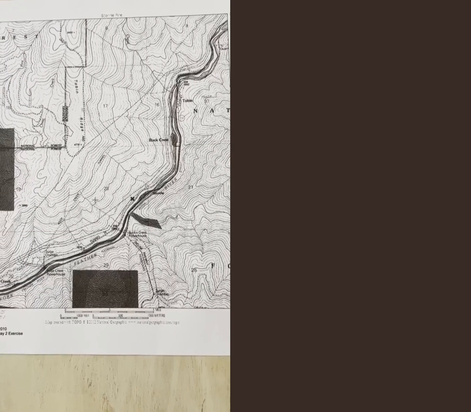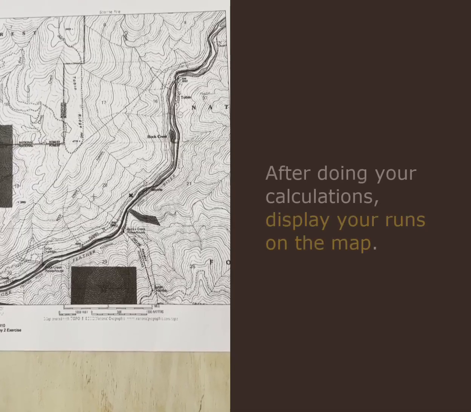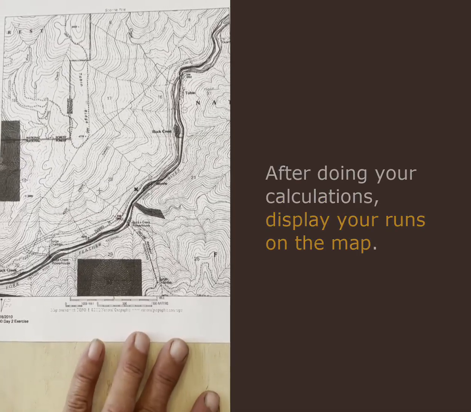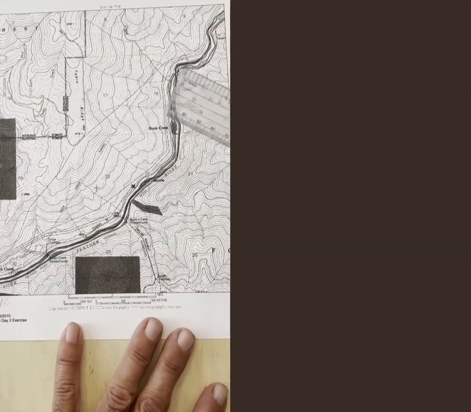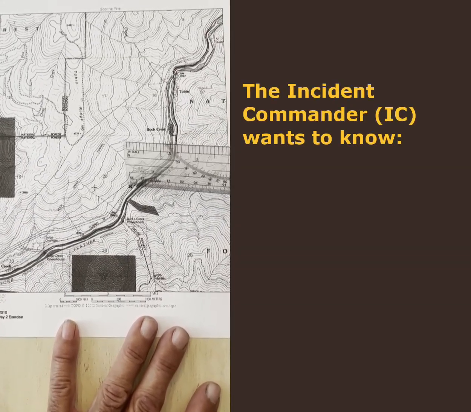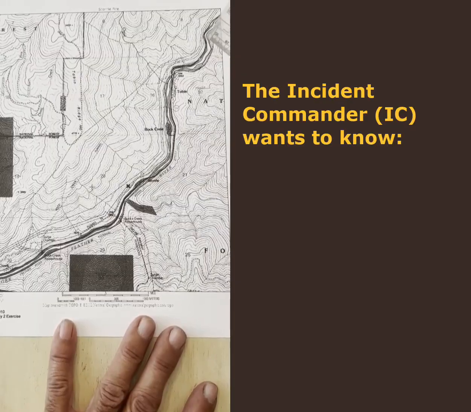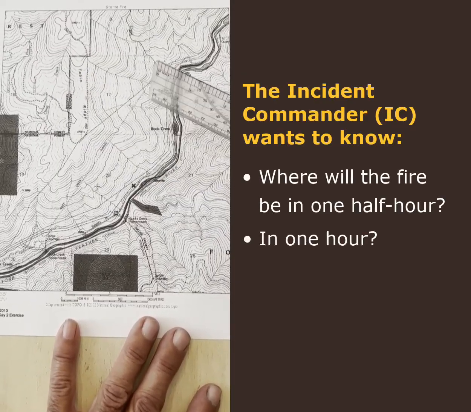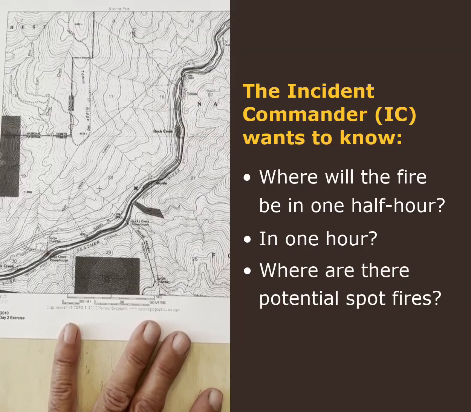So we've done our calculations and now we want to display our runs on the map. The first thing we want to do is prep our map, and part of this is to answer the questions the IC wants. With the ignition here at the letter X, he wants to know where the fire is going to be in 1/2 hour and 1 hour, and where potential spot fires will be.